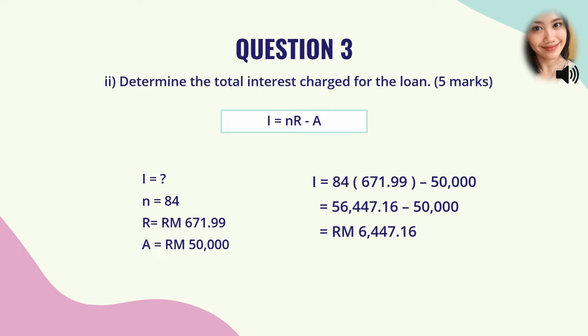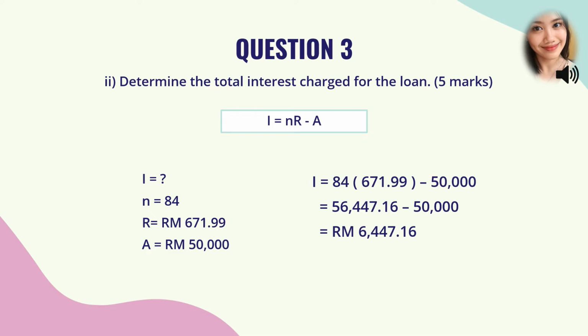Next, Roman 2. Determine the total interest charge for the loan. For this question, we choose the total interest charge formula that I equals N R minus A. I refers to the total interest charge, N refers to the number of payments, R refers to periodic payment, and A refers to present value. So, let's move to the calculation.